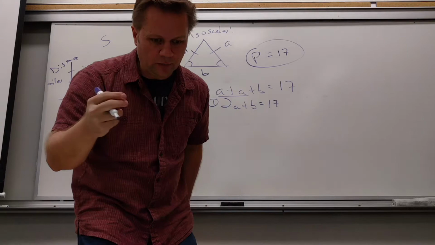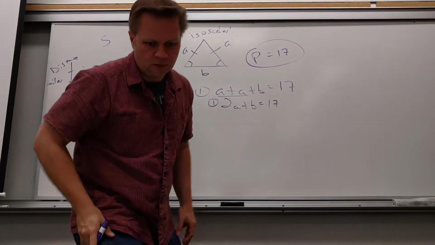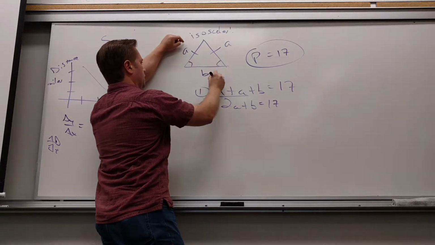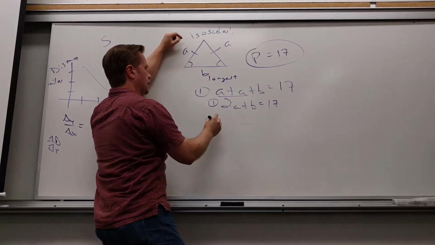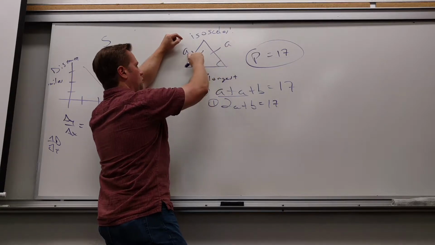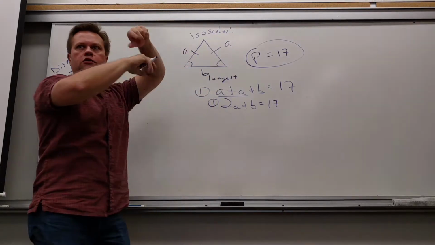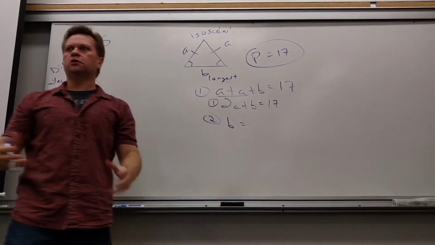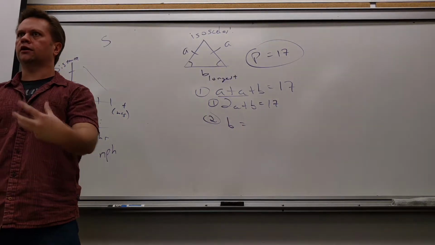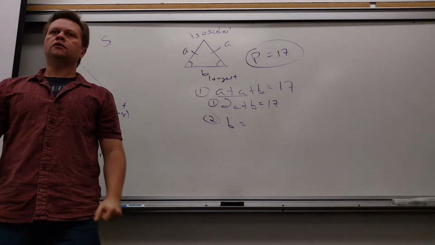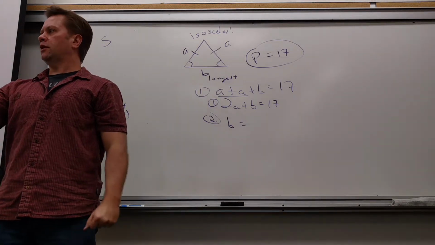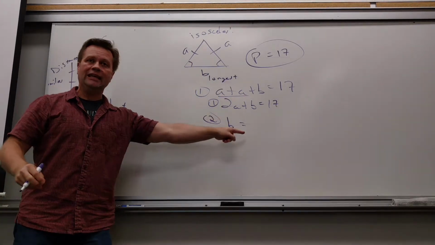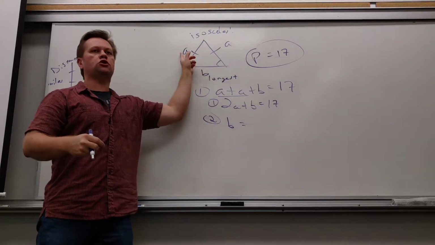The second thing they tell me is that the longest side measures 2 inches more than either of the shorter sides. This is the longest side. So what equation can I write? Not twice as long, 2 inches more than. B is the longest side, and it is 2 more than either of the shorter sides.